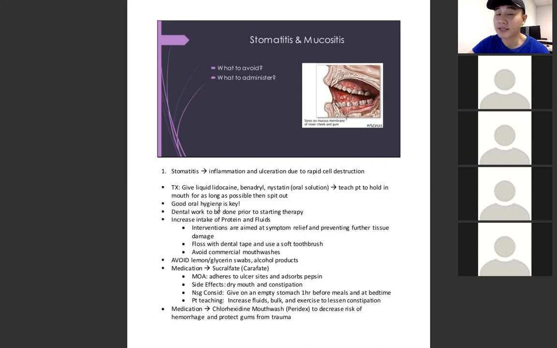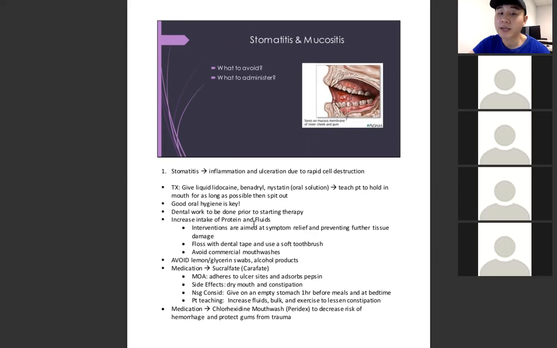Good oral hygiene is key. We have to use a soft brush, and teach the patient to brush their teeth and clean their mouth regularly. Dental work should be done prior to starting therapy, meaning prior to starting chemo, because it can lead to infection if they have unhygienic oral care.